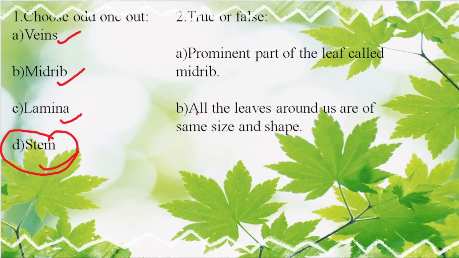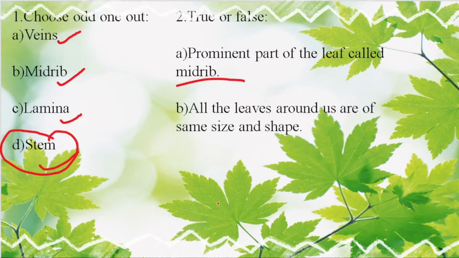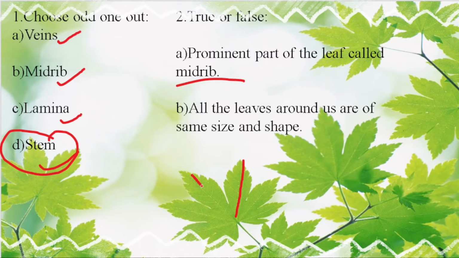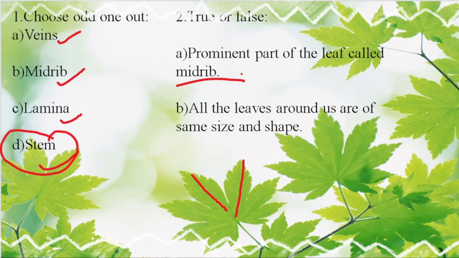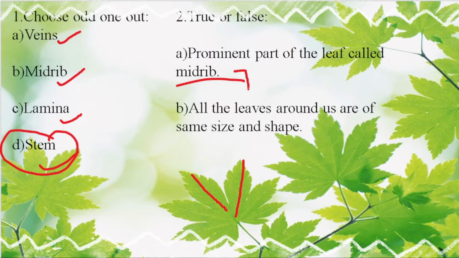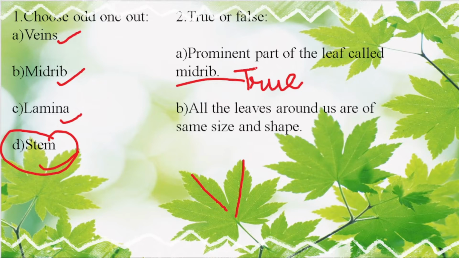Yeah, very good, everyone. So now the true or false. The prominent part of the leaf is called midrib. This is the prominent part, right? This is the prominent part of the leaf. It is called midrib or not? Yes, that means this is true. This is called midrib. This statement is correct, true.